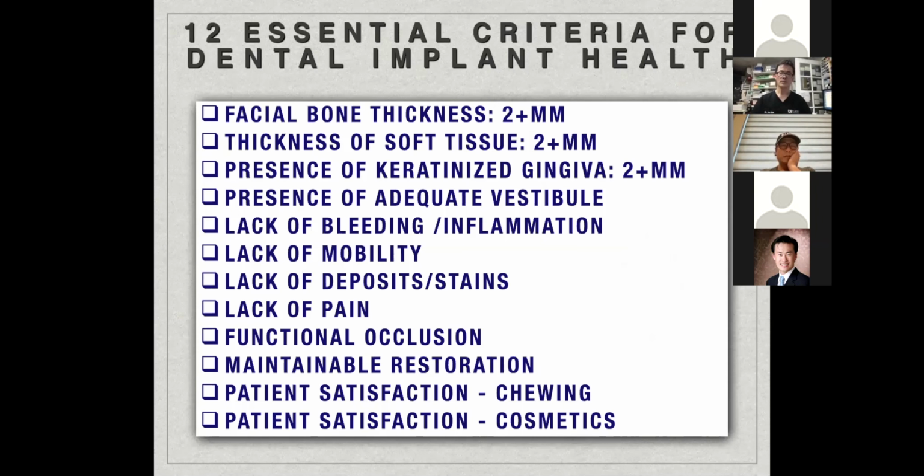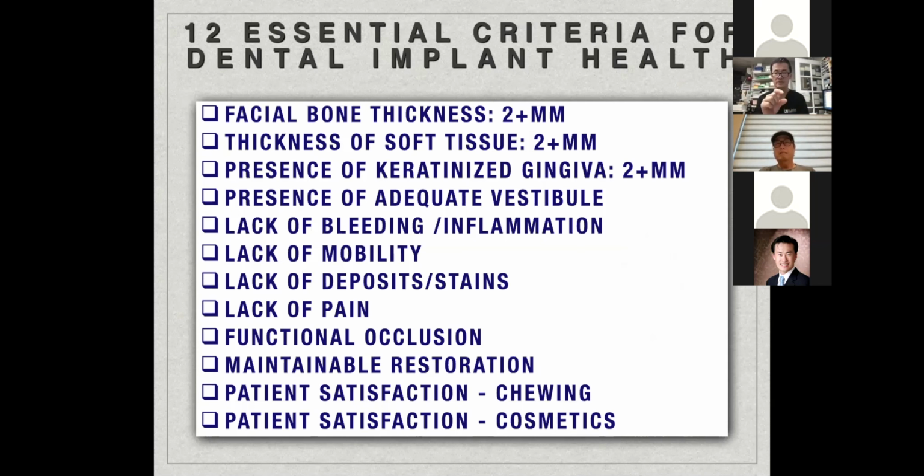So you may want to take a screenshot, an image of this. This is what you need. You need facial bone of 2 millimeters thickness as one of the most basic requirements. We also need the soft tissue to be thick. At least 2 millimeters. Later on, I'm going to go over this one more time. Some of the parameters have changed. You can assume the 2, but 3 is the new norm.